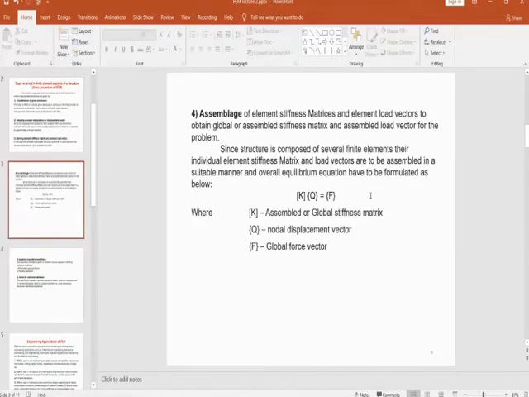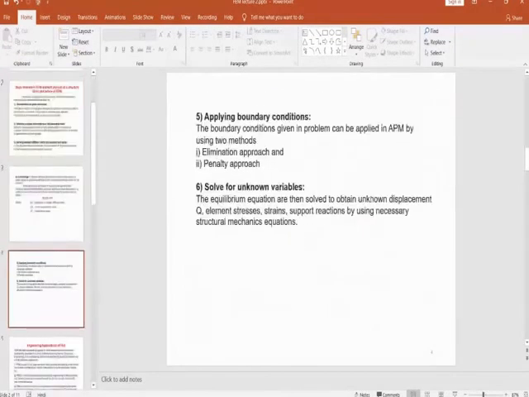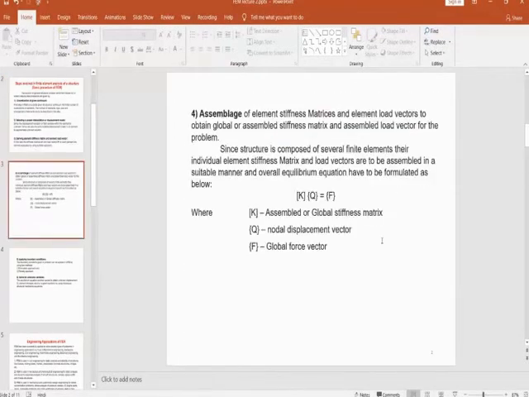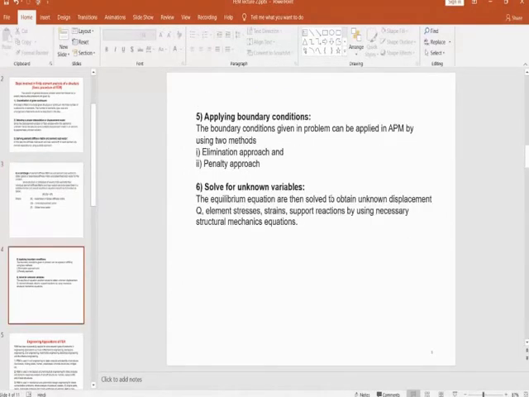So these are the six basic steps involved in finite element analysis of a structure. That is discretization of the given continuum, selecting a proper interpolation or displacement model, deriving the element stiffness matrix, then assemblage of element stiffness matrices to obtain the global stiffness matrix, then applying the boundary conditions, then solving for unknown variables. These are the six basic steps in finite element analysis of a structure.